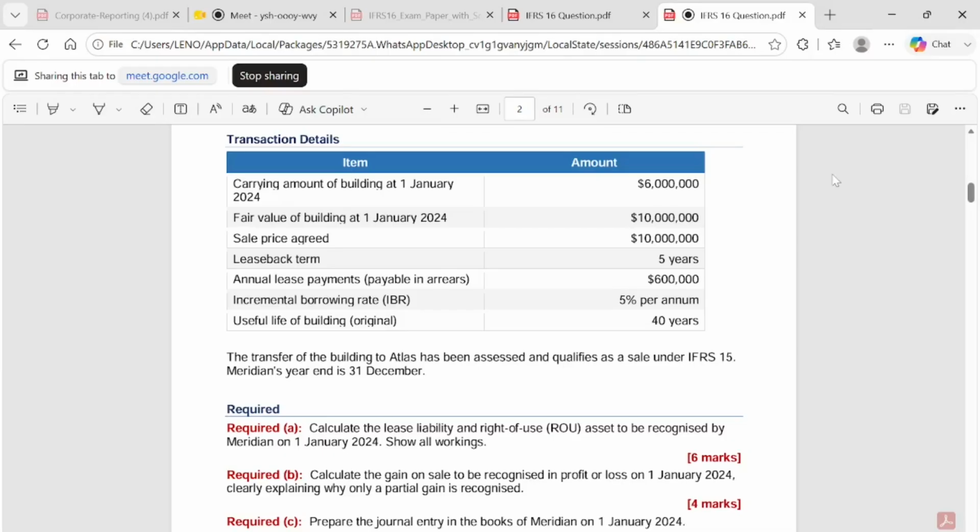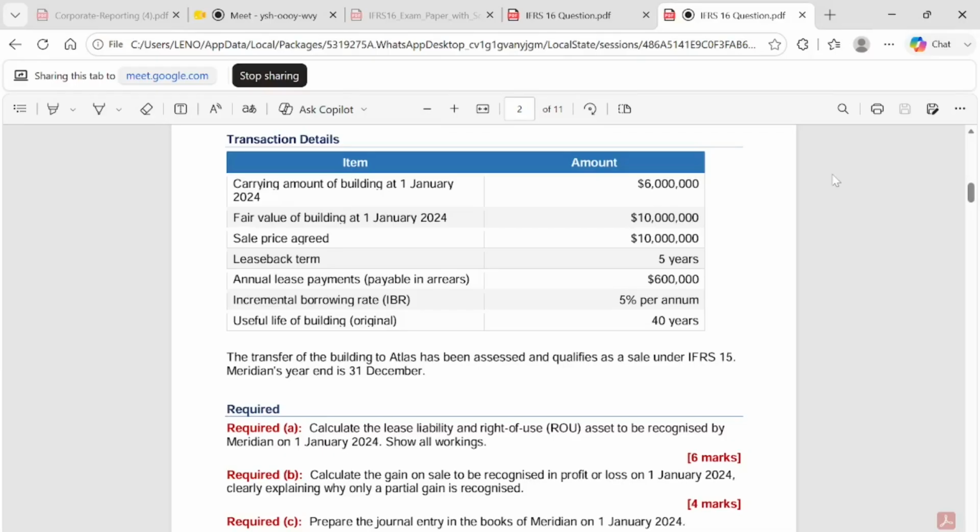Leaseback term, 5 years. Annual lease payment payable in arrears, 600,000. Incremental borrowing rate, 5% per annum. Useful life of the building, originally 40 years. Transfer of the building to Atlas has been assessed and qualifies as a sale under IFRS 15. Meridian's year end is 31st December.